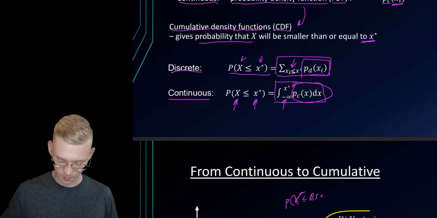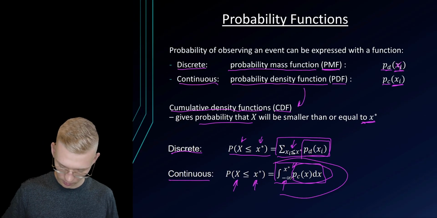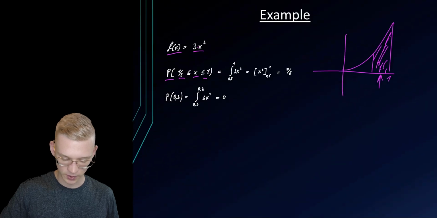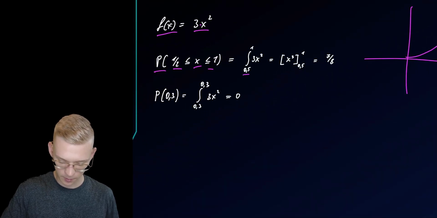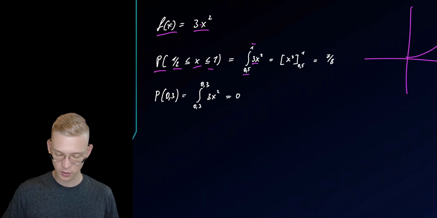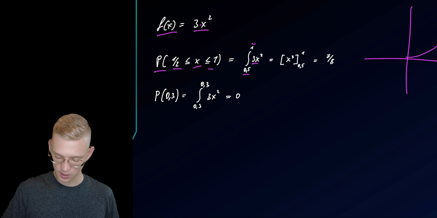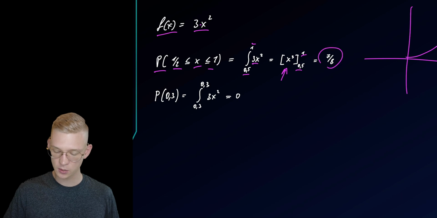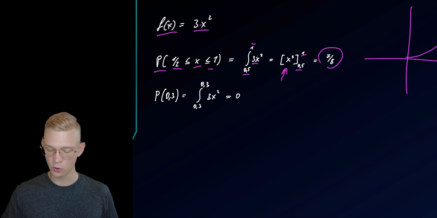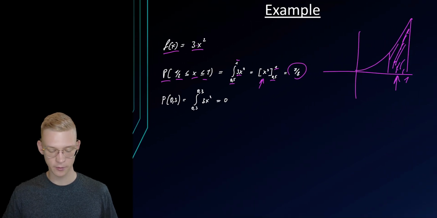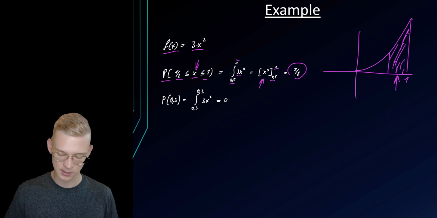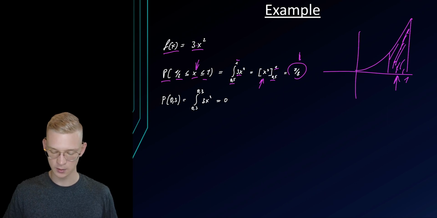We do that by applying our integral rule, this one right here. We take the integral from 0.5 up to 1 of our function, which is equal to just inserting 0.5 and 1 into our x cubed, and it will give us the result of 7/8. So the probability of our x falling in exactly this interval is 7/8.